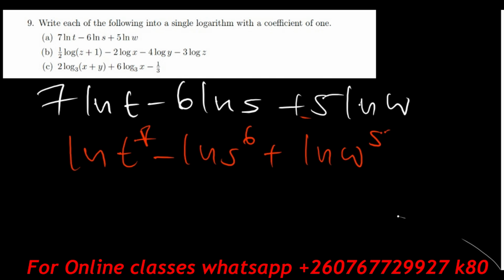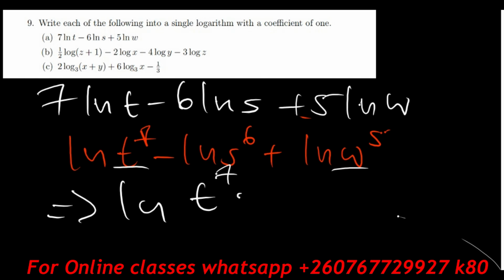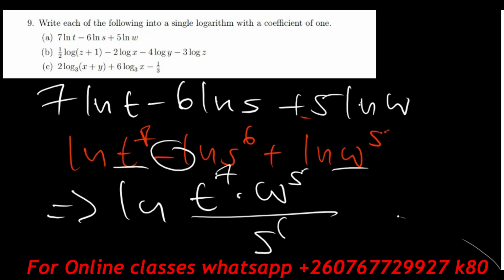Now that I have the common thing here, I can do this. I'm going to say ln, the one having negative is going to be on the denominator. The ones having positive have to multiply. So in this case, t and w are having positive, so they're going to multiply. I'm going to say t to the power 7 times w to the power 5, divided by the one having negative, in this case s to the power 6, which is going to be on the denominator. Meaning I've now expressed this as a single logarithm. From the expanded one, I've now condensed it. So that is the answer for part A.